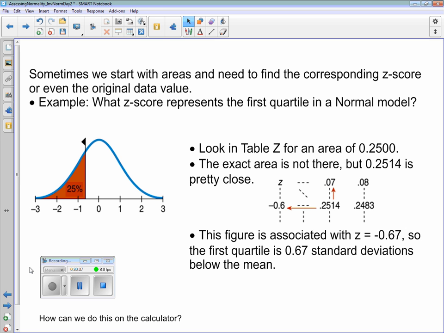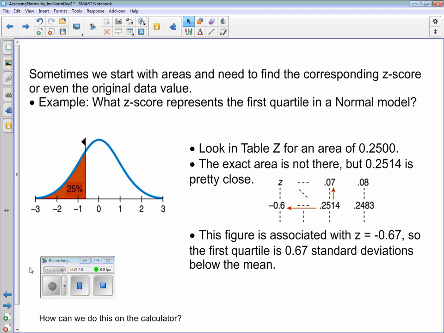All right? But let's look at this particular situation. Sometimes we start with areas, which means we start with the shaded part. We start with the probability, and we're asked to work backwards. So the probability of having heights of third grade boys is 25%. What height is associated with that number? Do you see how it's a backwards question? So sometimes you're working backwards.